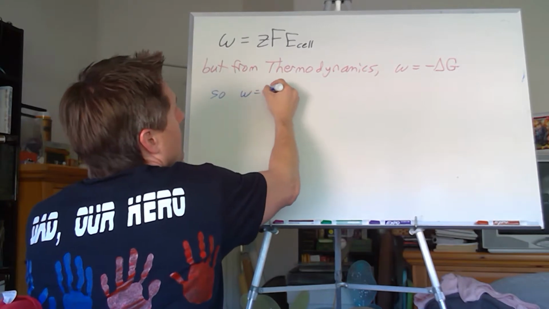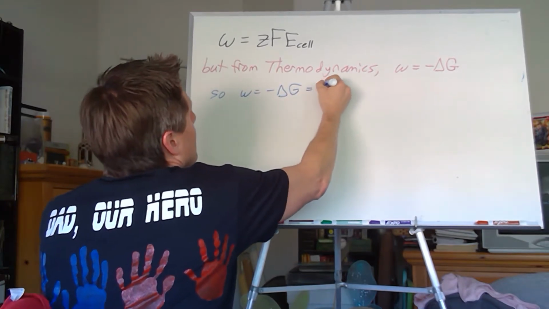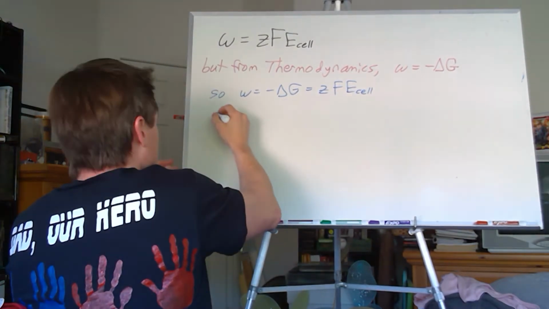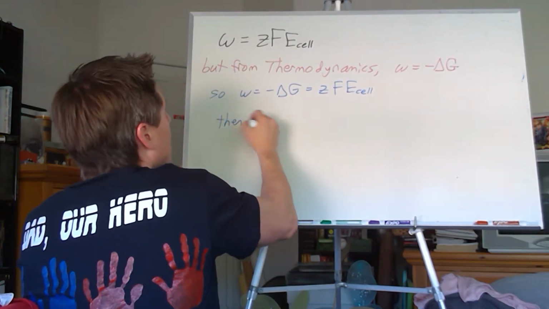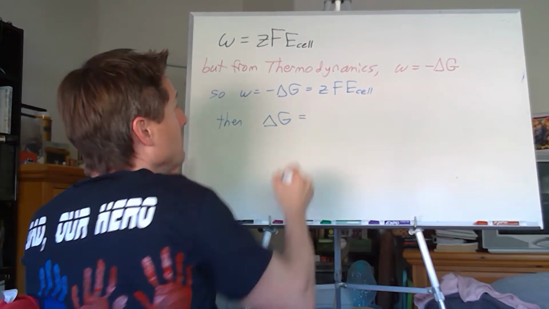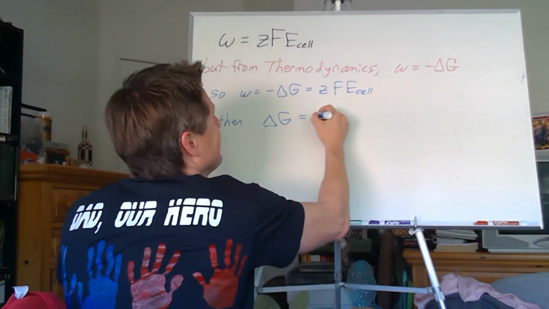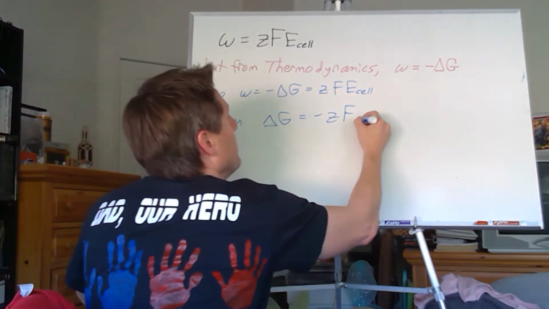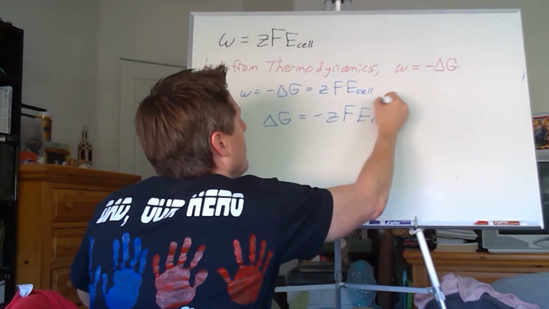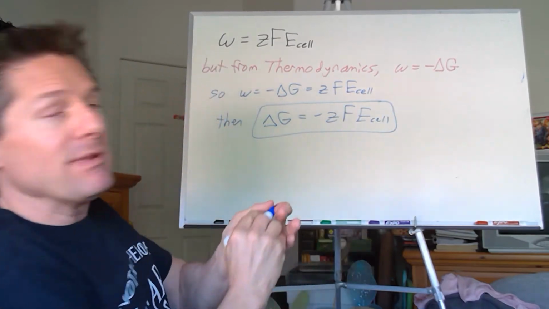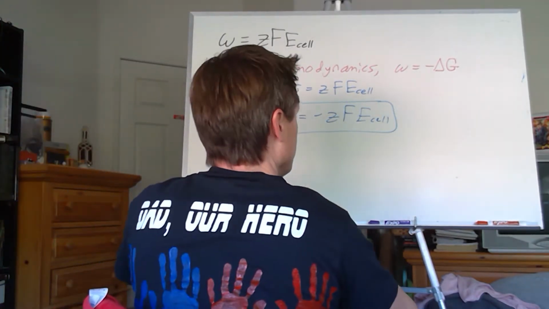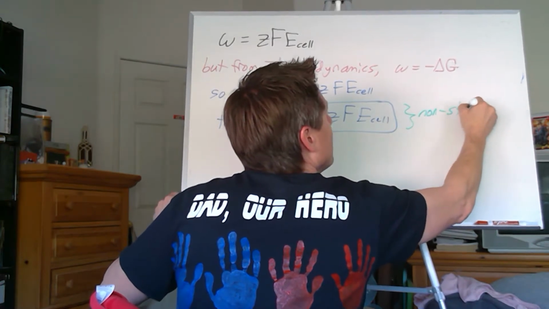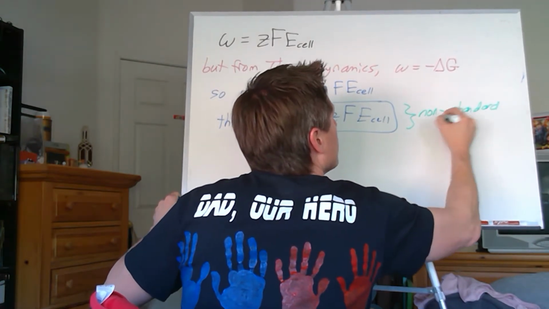So if work equals negative delta G equals ZFE cell, oh, I dropped my cap. Delta G, move the negative sign over, is negative the electron number times Faraday's constant times the cell potential. And that would be for non-standard conditions. So anything other than 1 molar, right?